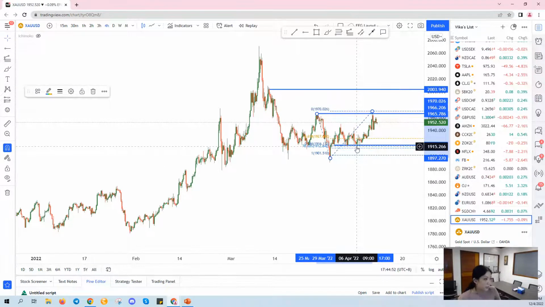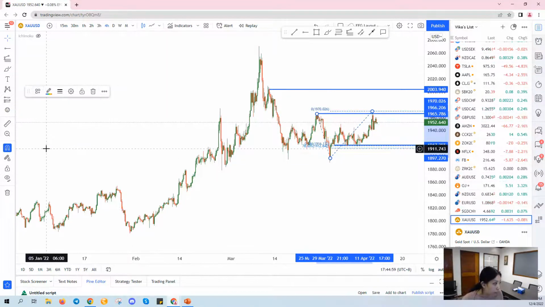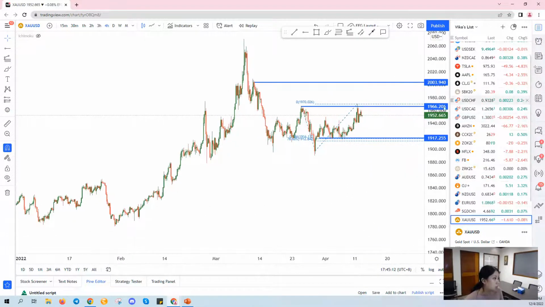Okay. There's another 78.6% Fibonacci projection that lines up here nicely with the 78.6% retracement here. So this is considered the Fibonacci confluence, which is a very strong level of Fibonacci. So this can be your take profit. This is your take profit level.